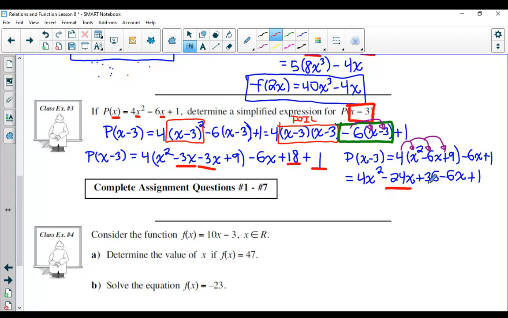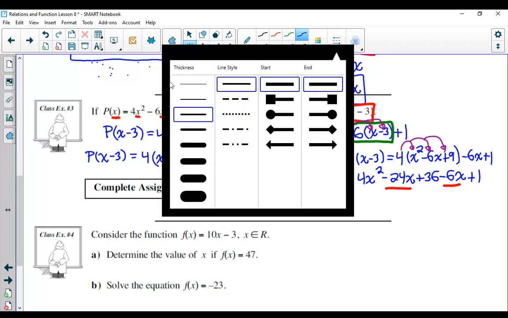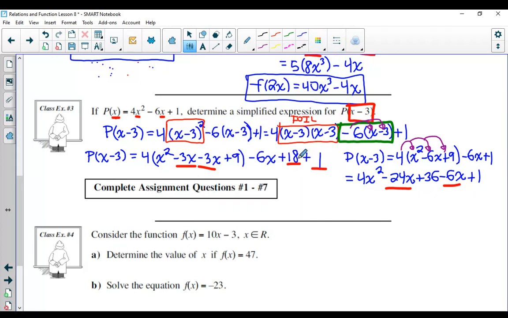So negative 24x and negative 6x would combine to give you negative 30x. And then, oh, why did I say 1 here? It should be, jeez, can't add apparently. 18 plus 1 is 19. 18 plus 1 is not 1.